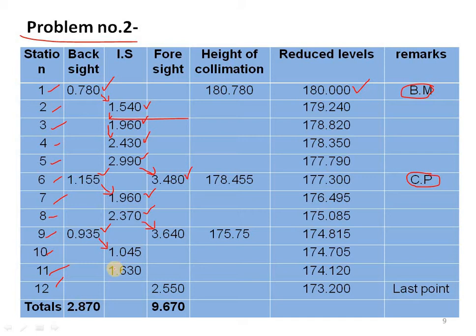1.0545 IS, 1.630 IS, and from here the last one will be the last station 2.550. So like this the readings were taken on the ground level. So the reduced level was given, that is the first one, 180.